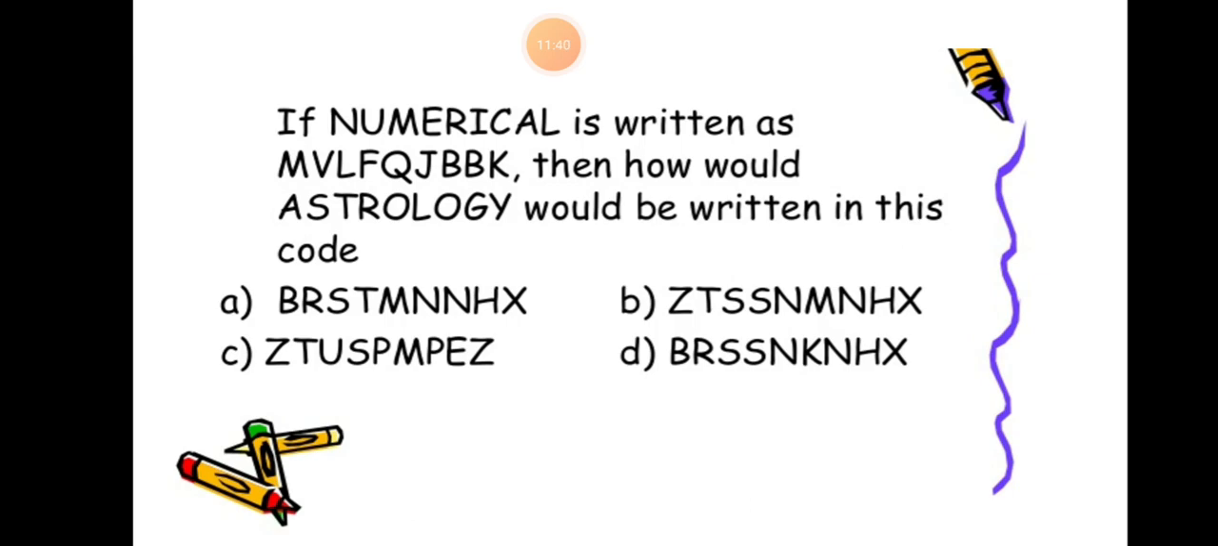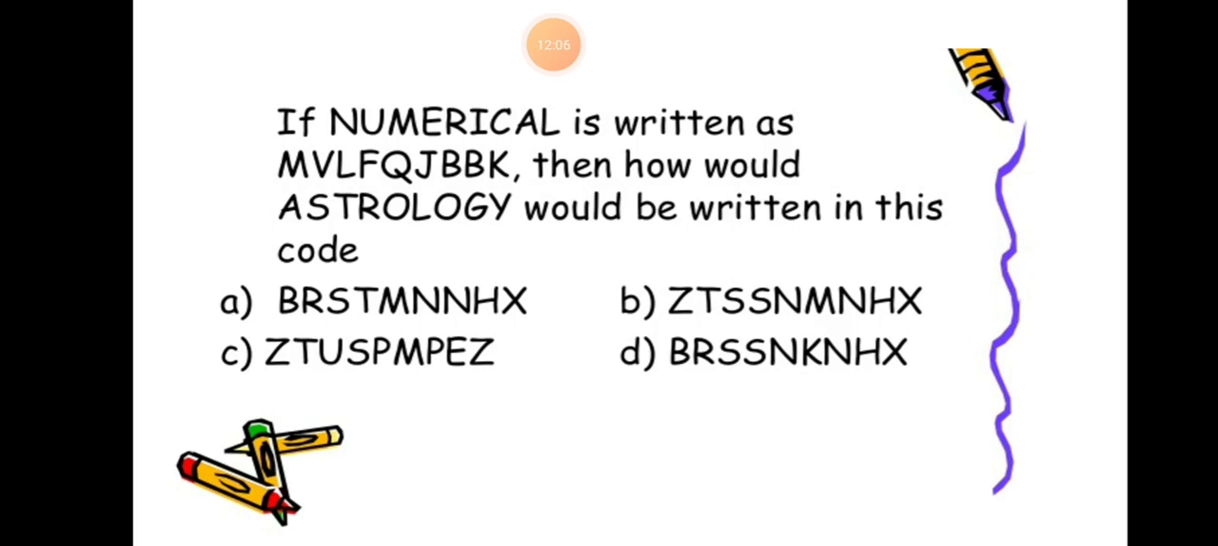Without any confusion, you can find the code of numeric, and again you can find the code of m, v, l, f, q, j, b, b, k. In this way you can find the relationship between numeric and this number, and this astrology will also follow the same pattern. By knowing the numerical or fixed value or position value of alphabetical letters, we can easily code and decode. We will be discussing this coding and decoding in another video.